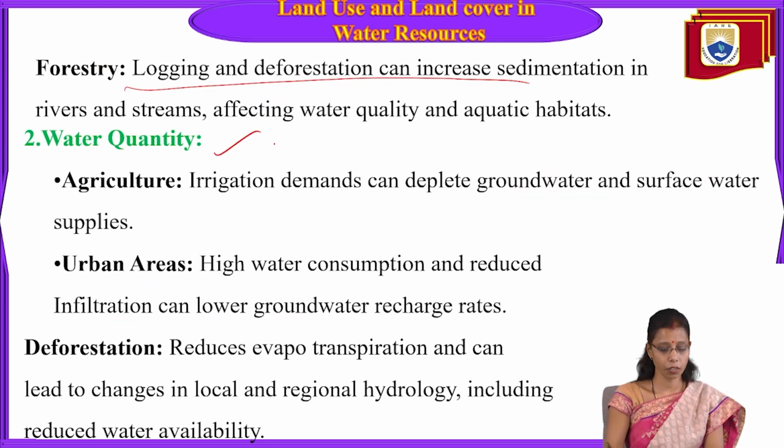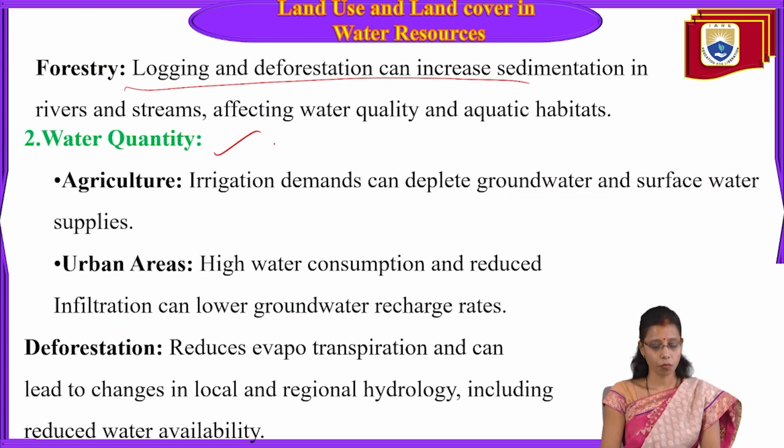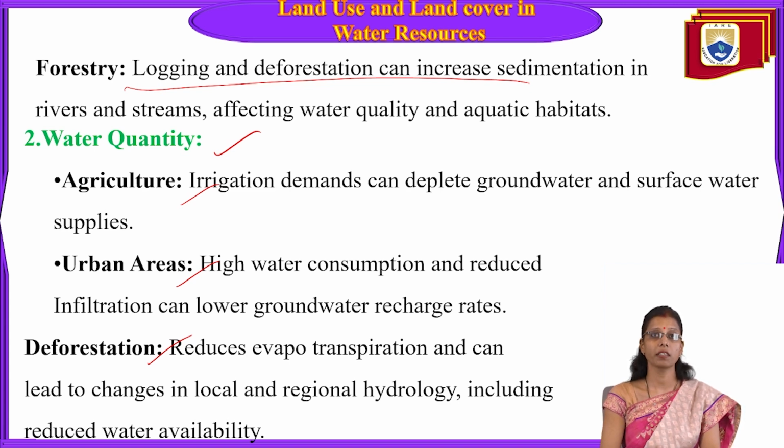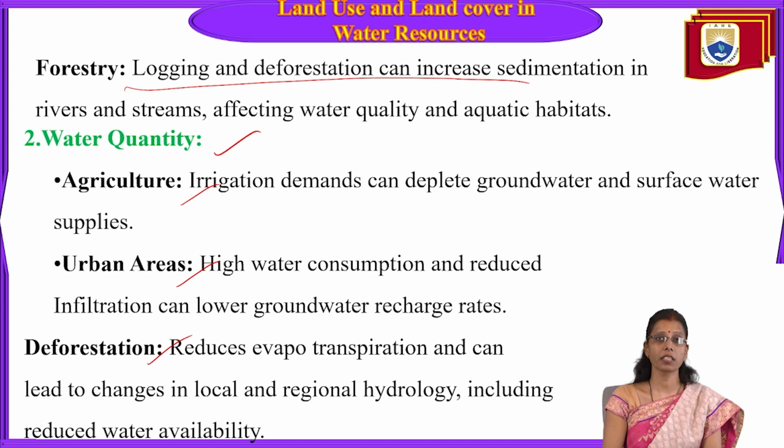Now, when you talk about water quantity, agriculture, urban areas, and deforestation will affect it again. If you talk about agriculture, irrigation demands can deplete the groundwater and surface water supplies. Agriculture takes most of the water, around 70% of the water is used by agriculture. So wherever irrigation demands increase, it will deplete the groundwater and the surface water supplies.